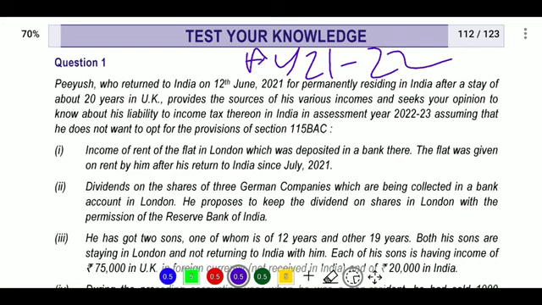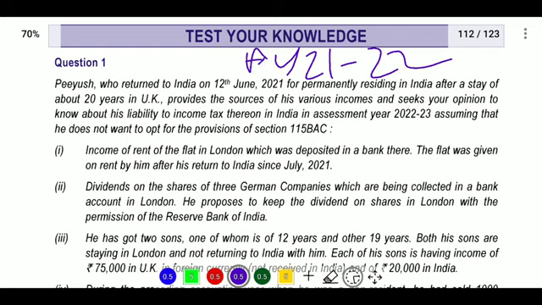In this video, we are going to discuss non-resident test your knowledge questions. From test your knowledge questions, first question: P returned to India on 12th June 2021. That is 12th June 2021, which means the financial year 21-22 will be the previous year.